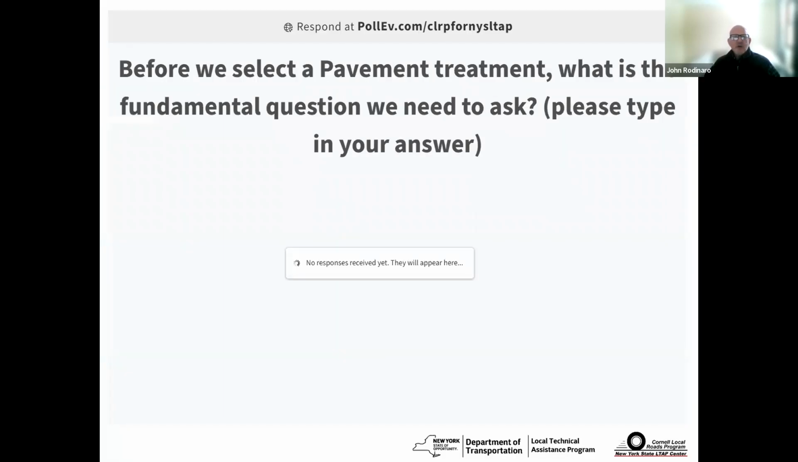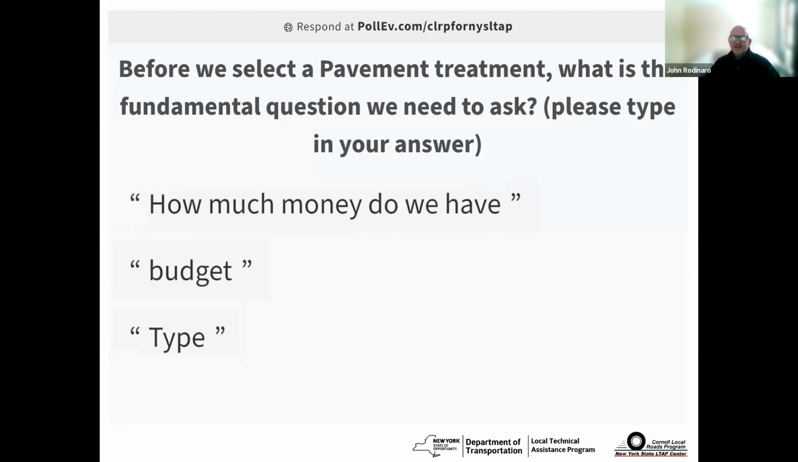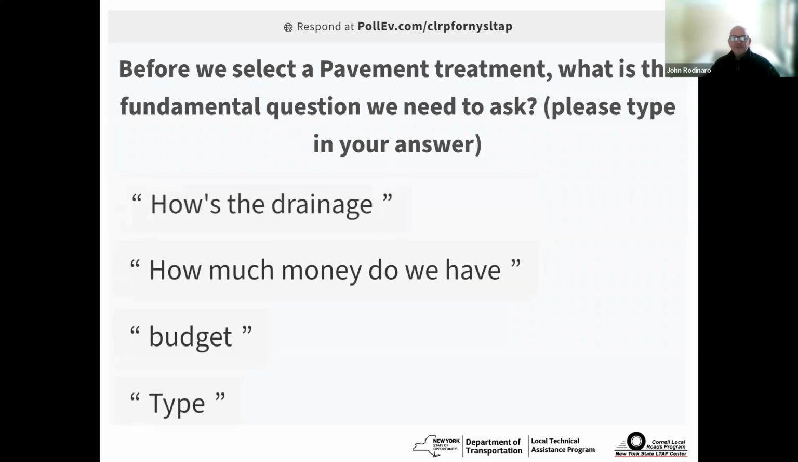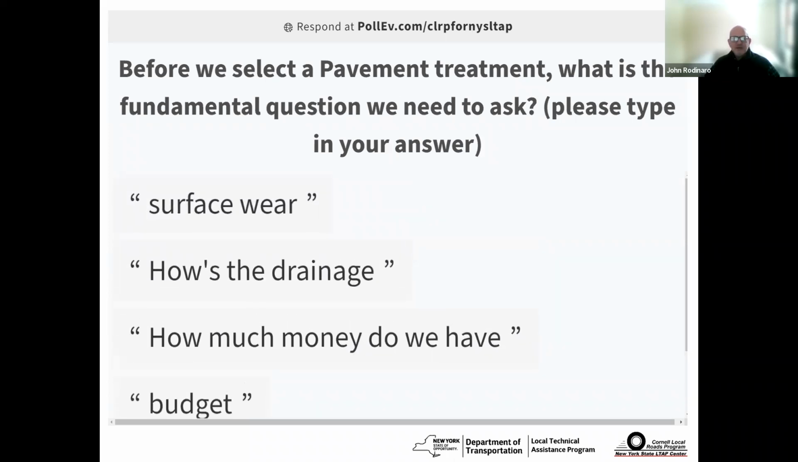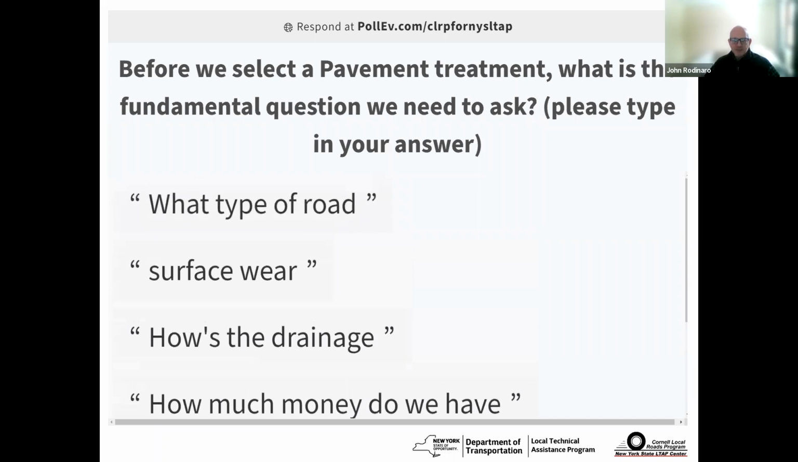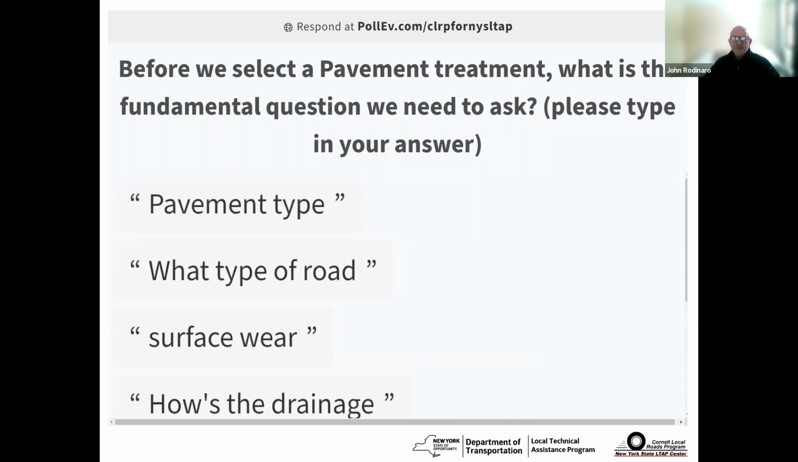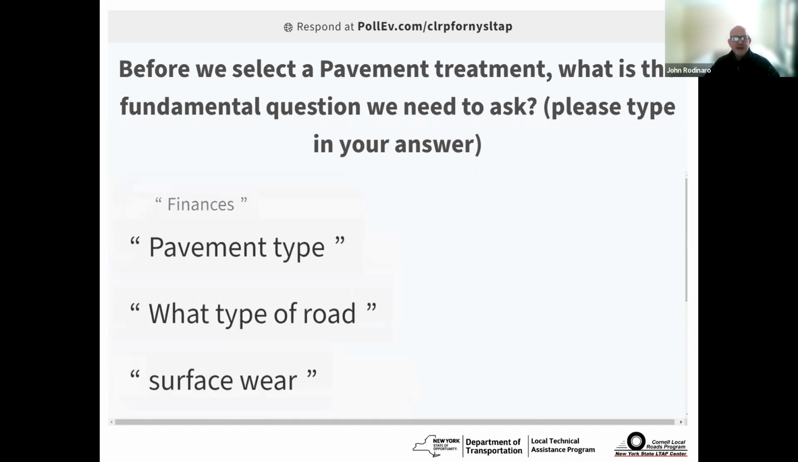All right, let's do another question. Before we select a pavement treatment, what's the fundamental question we need to ask? Let's see what folks come up with. Budget, yep, good. Still waiting for the one I want though. How much money do you have? Great. How's the drainage? First question. Net surface wear? Excellent. All the right answers, but you really want to ask that first, primary question: how's the drainage? All right, folks, thanks.